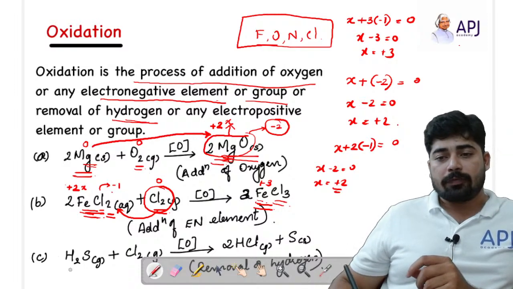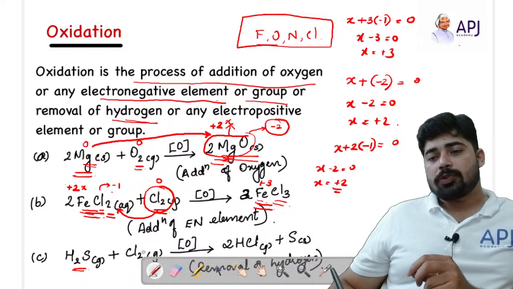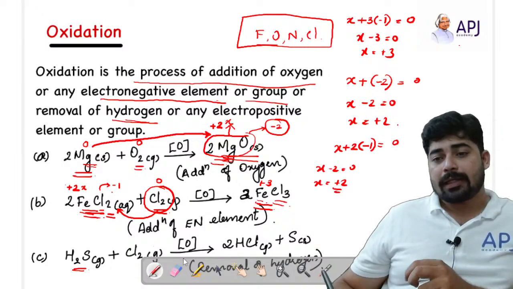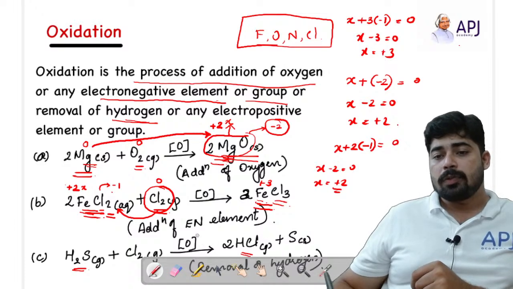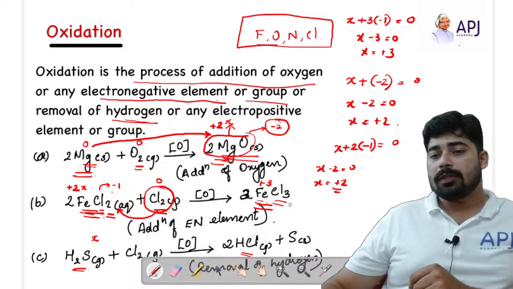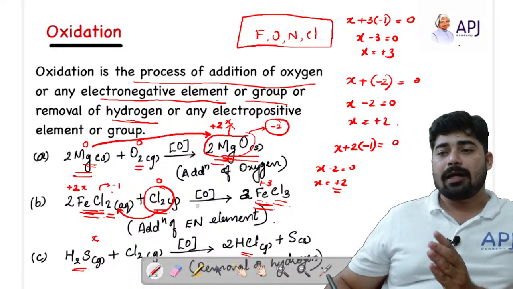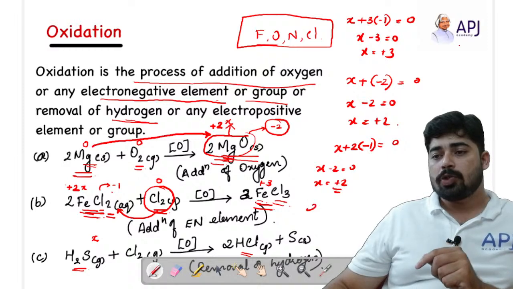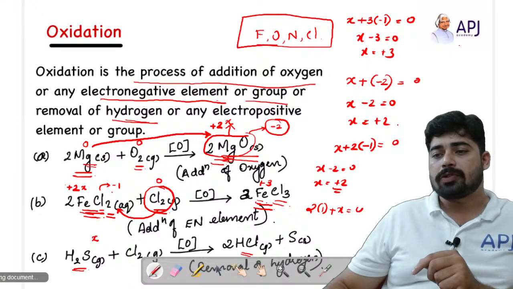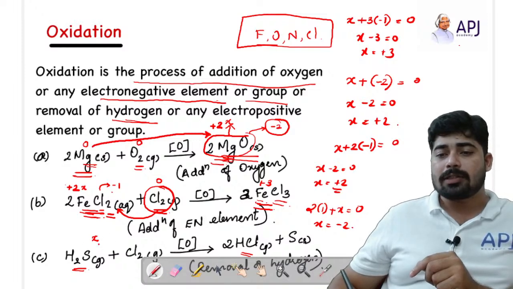Now similarly in the case of H2S, if you react it with chlorine, you get 2HCl as a product. So what is the oxidation state of sulfur here in H2S? Put the oxidation state of sulfur as X, and we know that hydrogen in general has the oxidation state of plus 1. So 2 into plus 1 plus X is equal to the charge on the molecule, which is 0. So we can write X is equal to minus 2. So the oxidation state of sulfur is minus 2.